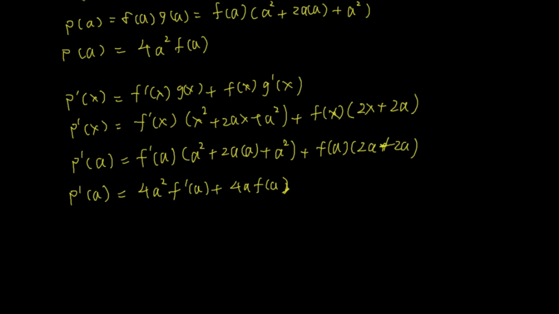Again, we don't know what a is equal to, and the question did not say a is equal to 0. So we cannot just assume a is equal to 0. If a is equal to 0, P prime at A will be equal to 0. But it's not, so I have to leave it like this.